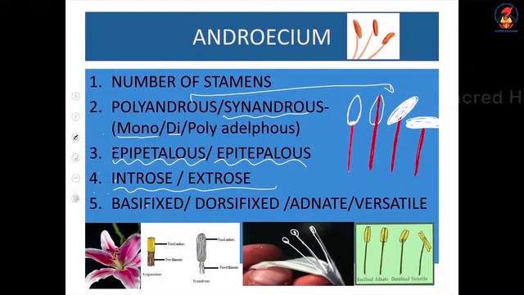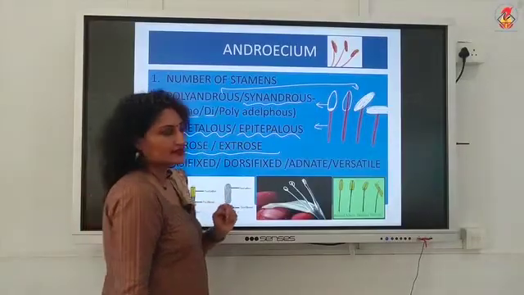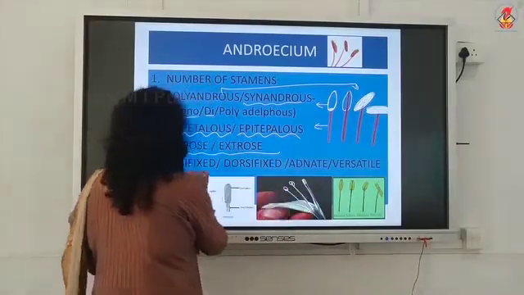Now look in the first case. Look at the attachment or the fixation of the filament with the anther. How it is fixed at the base. So that is basally fixed. Look at the stalk or the filament. It is attached to the base of the anther. So this is called basally fixed.